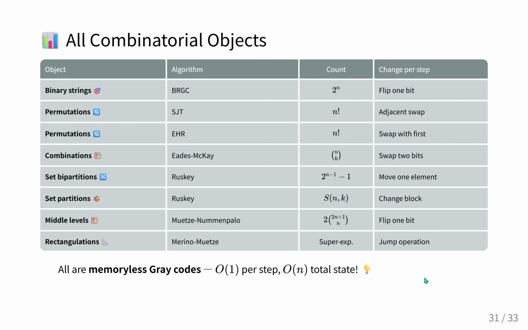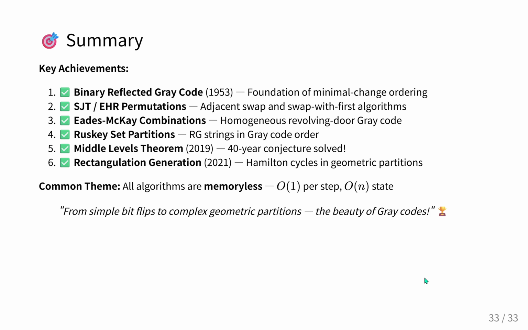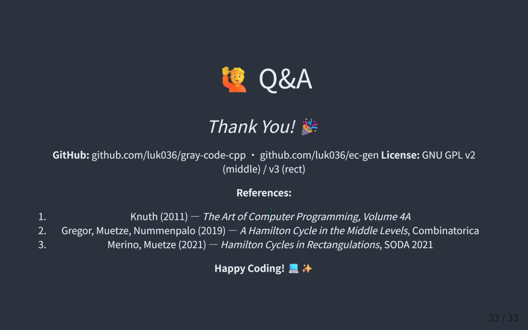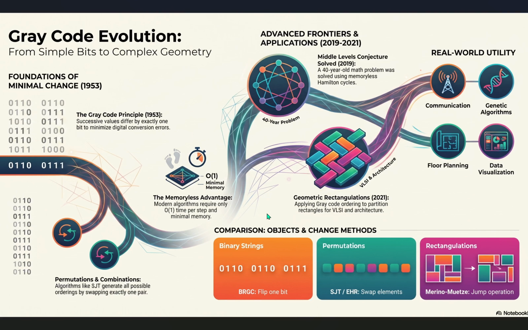From Frank Gray trying to prevent voltage spikes in 1953, to weaving permutations with adjacent swaps, to solving the 40-year middle levels conjecture, and finally organizing the physical transistors on modern microchips. The underlying magic is always the memoryless Gray code. Yeah. It is the mathematical realization that whether it's binary strings or geometric layouts, you can achieve immense, unimaginable scale with algorithms that possess a step complexity of big O of 1 and a total state space of big O of n. So what does this all mean? It gives the system the power to change exactly one element, seamlessly, moving forward without ever breaking the machine under the weight of its own memory.